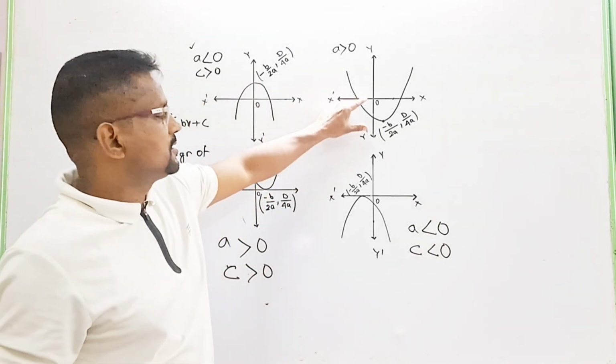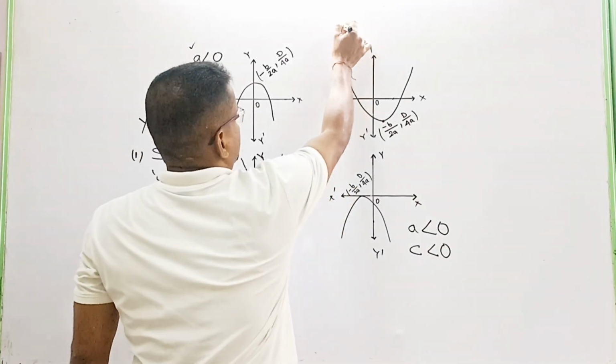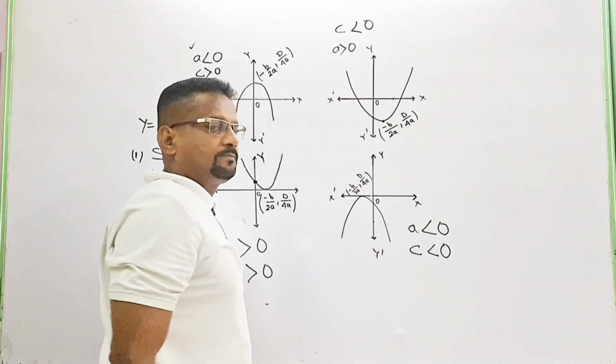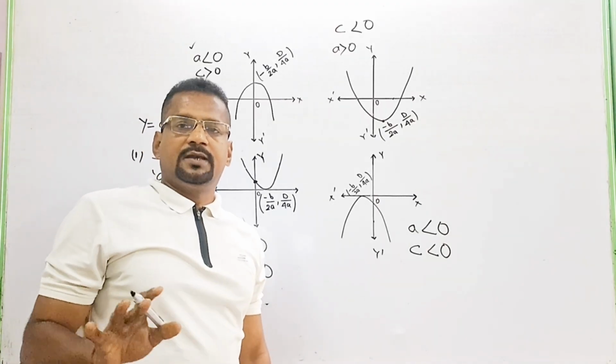Less than 0. Then the signs of A and C can be decided very easily.